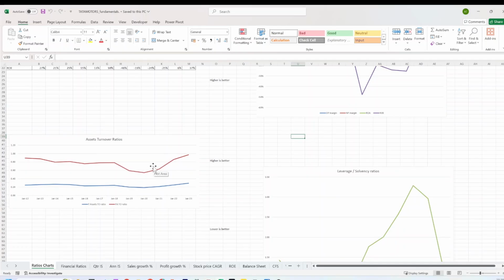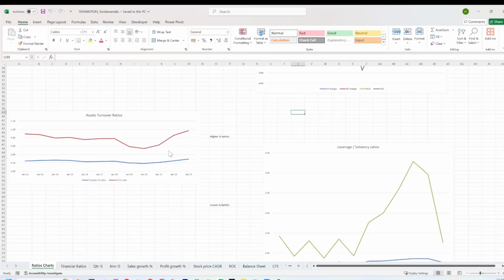So now next, let's discuss the asset turnover ratios. These measure the efficiency of a firm to generate revenue or sales using its assets. So we have two measures here. One is the fixed asset turnover ratio and another is the total asset turnover ratio. The fixed asset turnover ratio is going upward and currently it is at 0.97. This means for every 1 rupee invested in fixed assets, the company generates 0.97 rupee of sales.